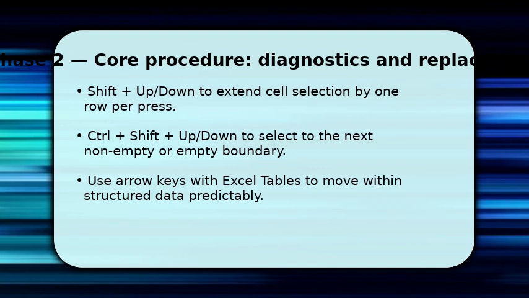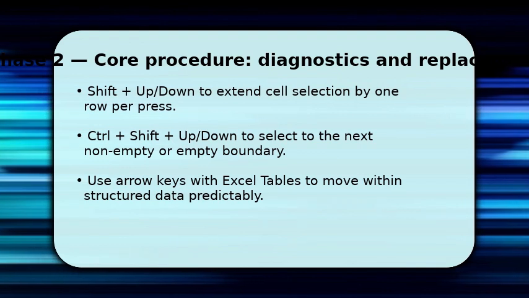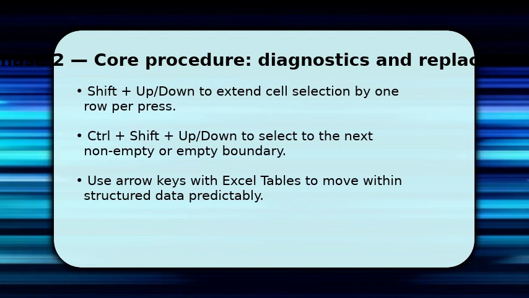Also, when you're inside an Excel table, arrow behavior stays consistent, making movement predictable. Make sure to release keys cleanly. Accidental extra presses can overshoot your intended range.